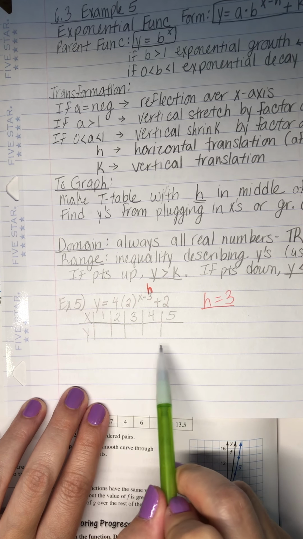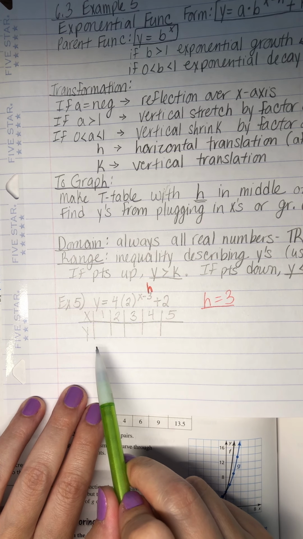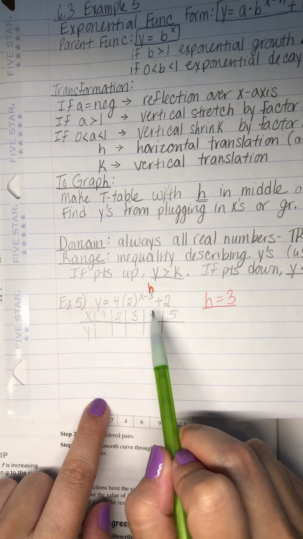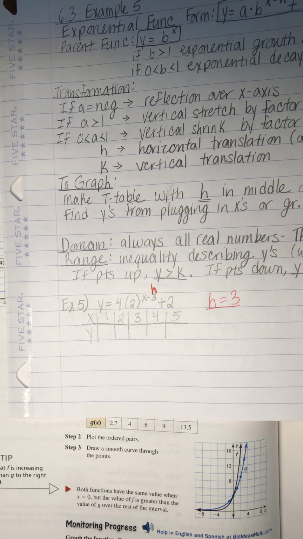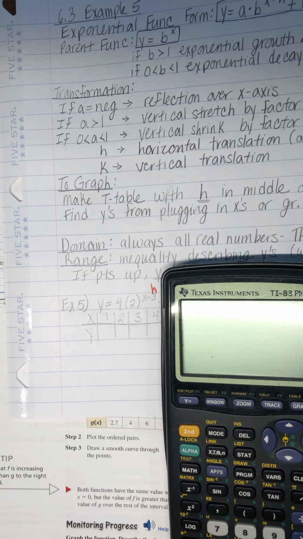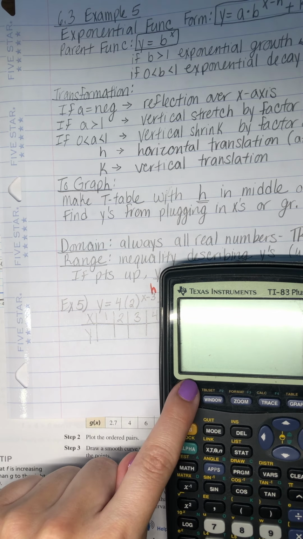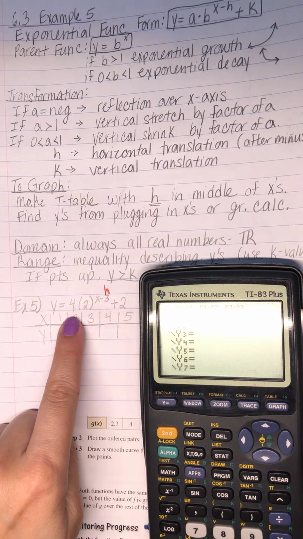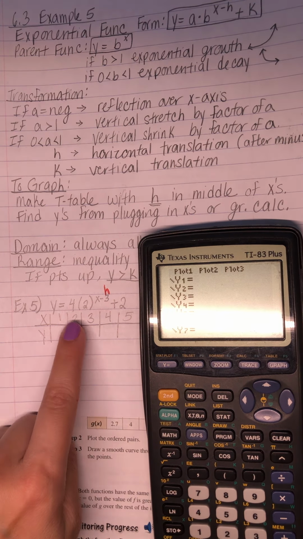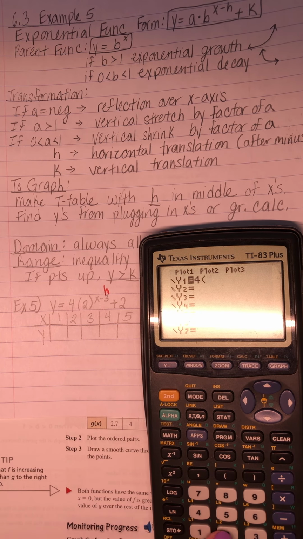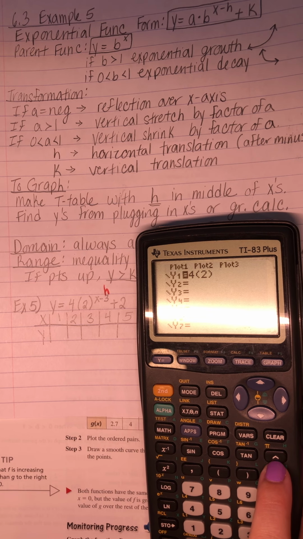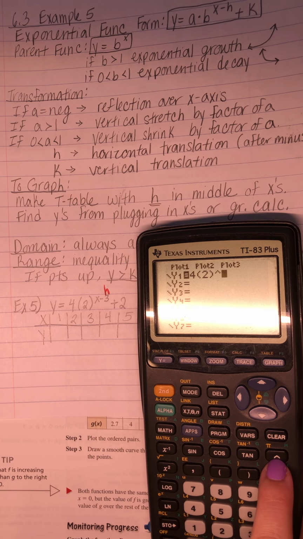And now I'm going to find the y values. So I could do this one at a time and plug my x's into this equation and find out what it equals, or we can use our graphing calculator. I think it's faster to use the graphing calculator, so I'm going to go ahead and do that. Let's go to y equals, and let's type this equation into y equals. We have 4 times 2 to the power. Remember that to get to the power, use the caret key over here by the clear button.